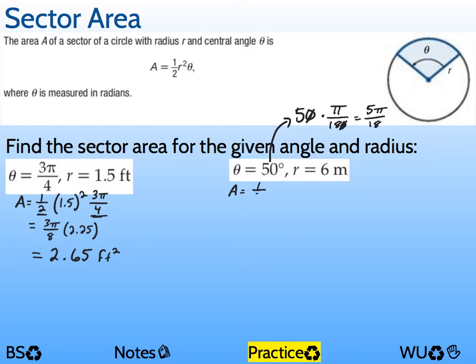The area equals 1/2 times the radius, 6 squared, times the angle of 5 pi over 18, which equals, combining the half and this again, we're left with 5 pi over 36, times 6 squared is 36, so these 36's will cancel out, leaving you with 5 pi for the sector area. Or plugging it into the calculator, you get approximately 15.7 square meters.